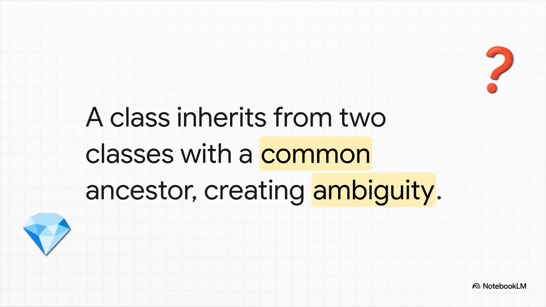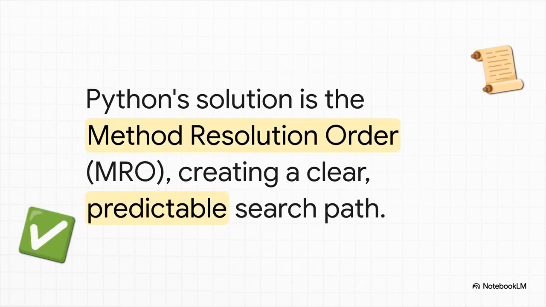Now, if A has a method, and you call that method on an object of class D, which path does the code take to find it? Does it go up through B first or through C? In some languages, this ambiguity is a critical, deadly problem. But here's the thing. In Python, this diamond, it's not deadly at all. It's not even really a problem.